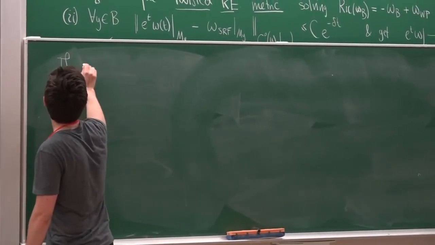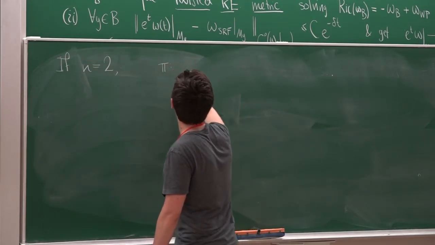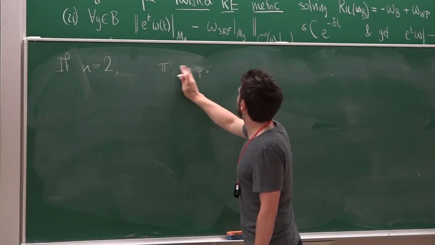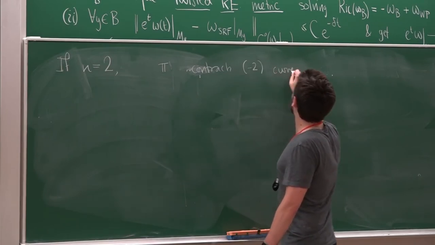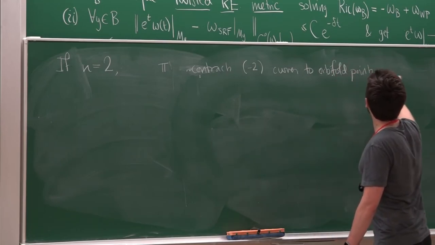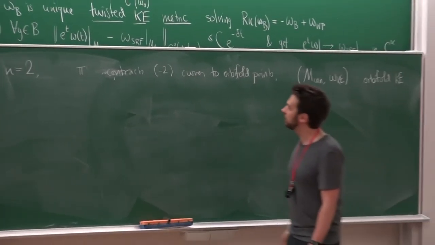So if n equals 2, then in fact this map pi contracts minus two curves to orbifold points. And in this case, this M can with the Kähler-Einstein metric is actually a smooth Kähler-Einstein metric in the orbifold sense. So this is an orbifold Kähler-Einstein metric. The existence of this was proved by R. Kobayashi using the ideas of Yau and Aubin.